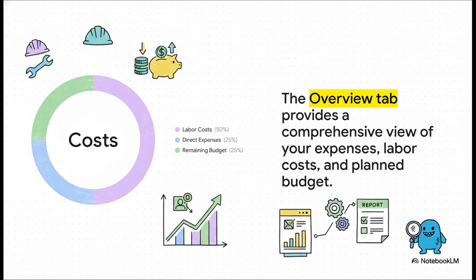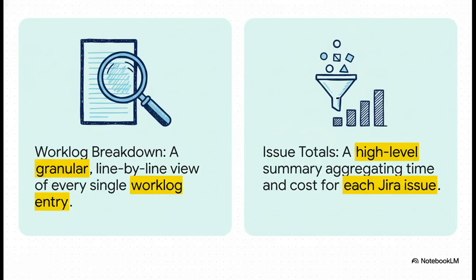And the very first thing you get is this beautiful, intuitive overview. At a single glance, it answers your biggest questions. Where did the money go? How much was spent on labor versus other expenses? And the big one, how much budget do we have left? And we know that different audiences need different views, so you have flexible export options. If you need to analyze every single time entry for an audit, you can use the worklog breakdown. But if you just need a high-level summary for a stakeholder update, the Issue Totals report gives you a clean, rolled-up view of costs per issue.